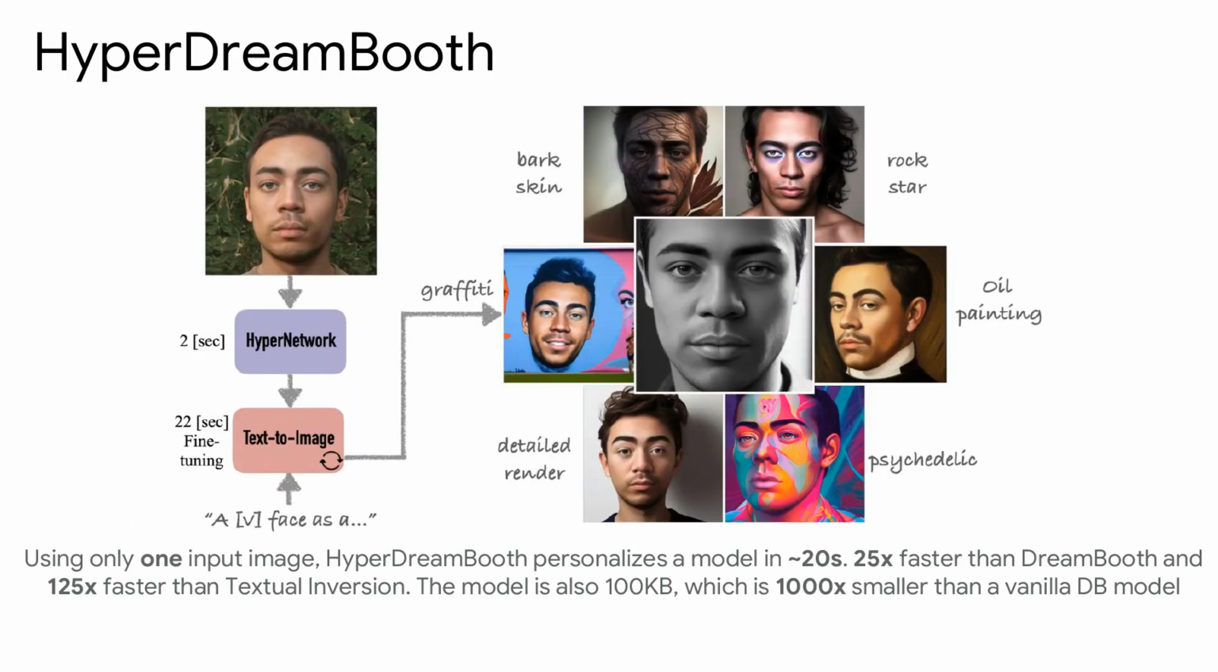We propose HyperDreamBooth in order to alleviate these constraints. Using only one input image, HyperDreamBooth personalizes a model in 20 seconds, 25 times faster than DreamBooth and 125 times faster than textual inversion. The model is also 100 kilobytes, which is 100 times smaller than a vanilla DreamBooth model.